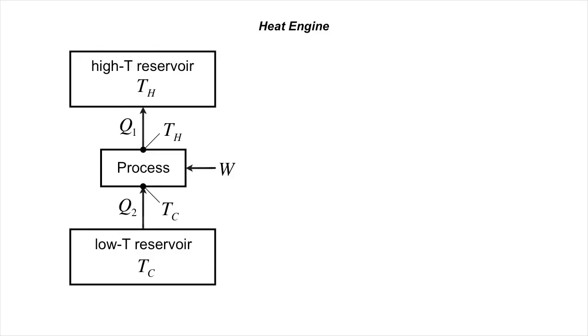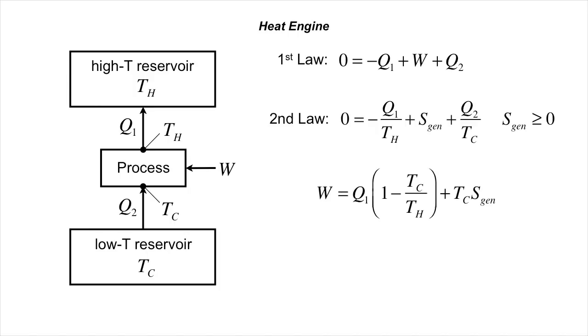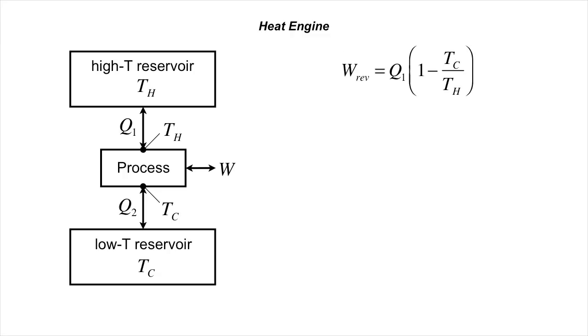Now imagine we reverse the direction of our heat engine, turning it into a heat pump, which takes heat out of the low temperature reservoir and delivers it to the high temperature reservoir. Rewriting the first and second laws, and solving for W again, we find that the minimum amount of work we must input occurs when Sgen is 0, in which case the work is, again, equal to Q1 times 1 minus TC over TH. In other words, the work is equal and opposite for a reversed process only if Sgen is 0. This amount of work is called the reversible work, or Wrev, since it corresponds to the limit of a reversible process where no entropy is generated.